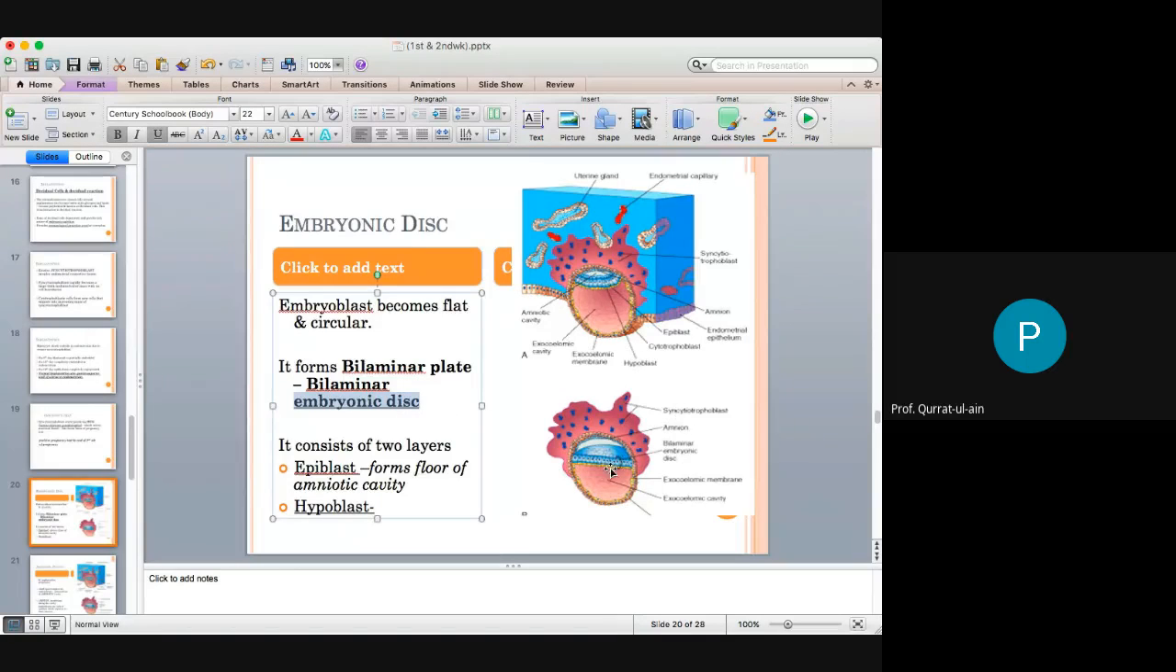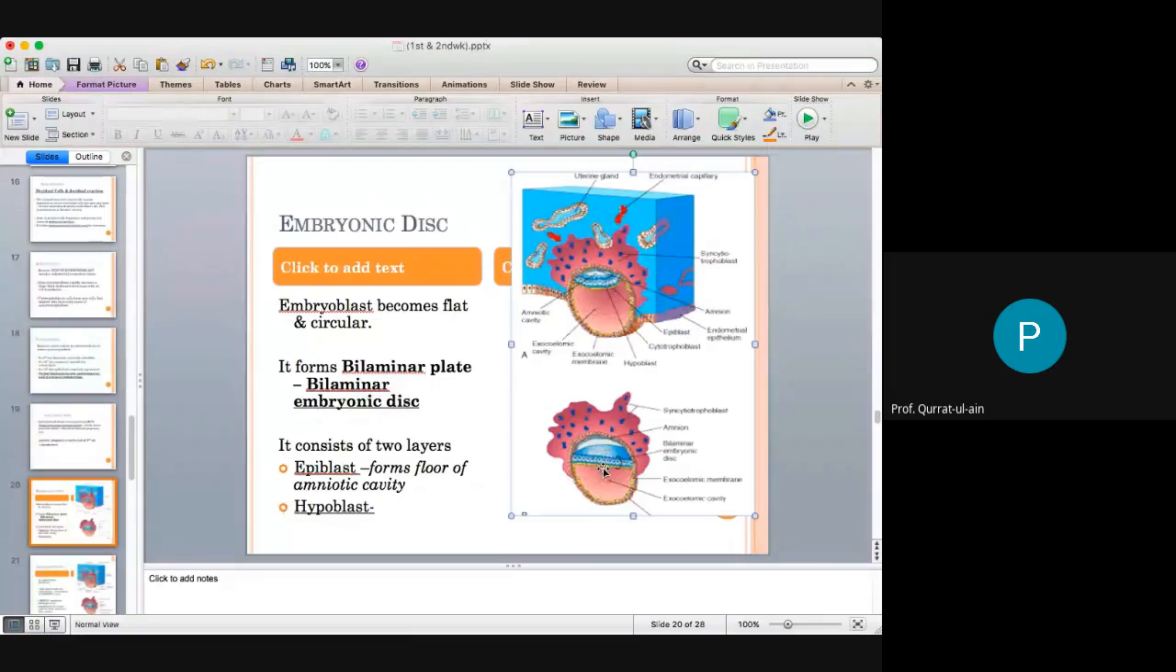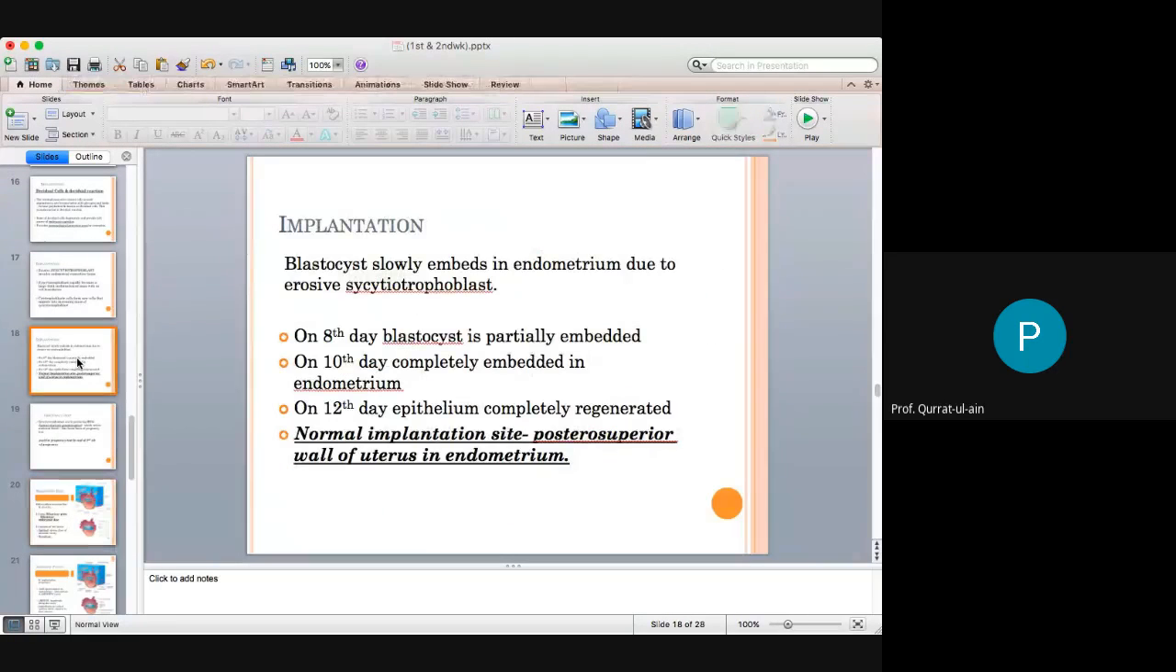So what are the features of the second week? The disc, epiblast, hypoblast, the trophoblast with cytotrophoblast and syncytiotrophoblast, two cavities, the amniotic cavity and the exocoelomic cavity, or the primary yolk sac. One point which I must emphasize here.